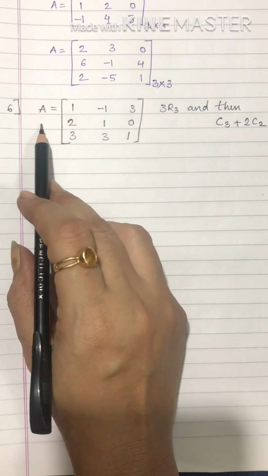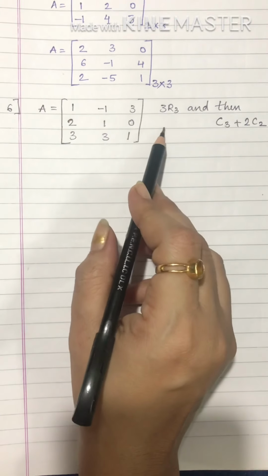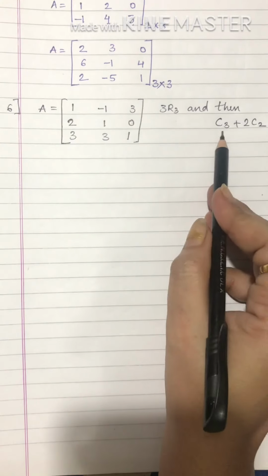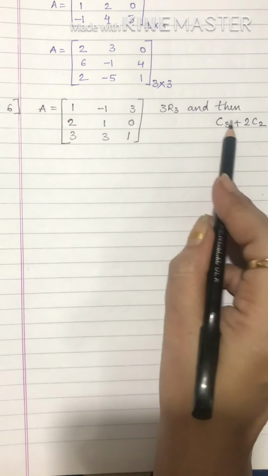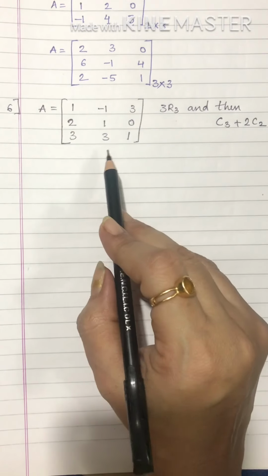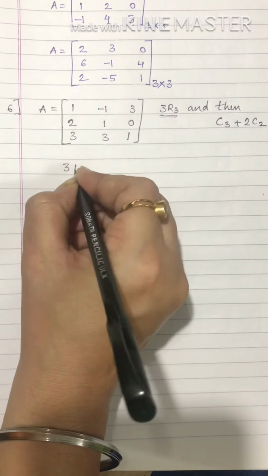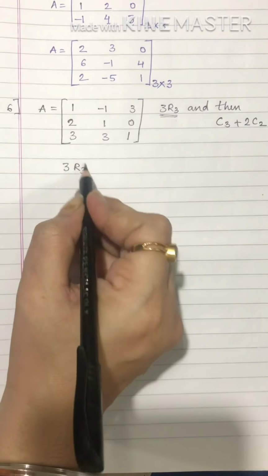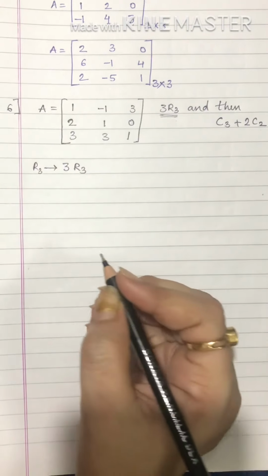Now the next question: matrix A is given of order 3 by 3 and the transformations asked are 3 R3 and then C3 plus 2 C2. Always remember, the very first one which is written, they are actually asking us to transform in that particular row or that particular column. So while writing the answer, first of all we'll perform this. That is 3 R3 is asked, so this will get changed in the R3 row, that is the third row.